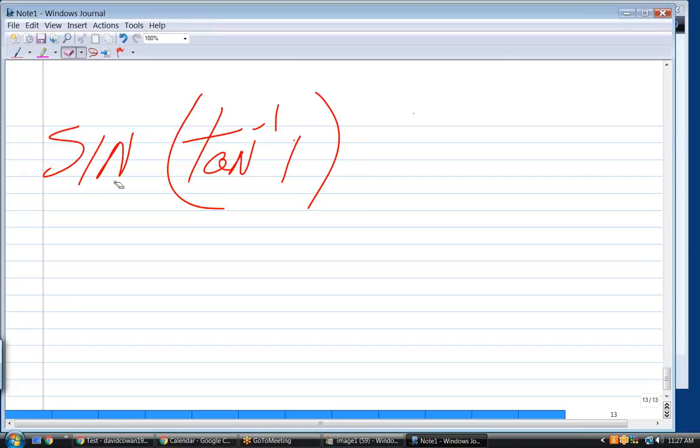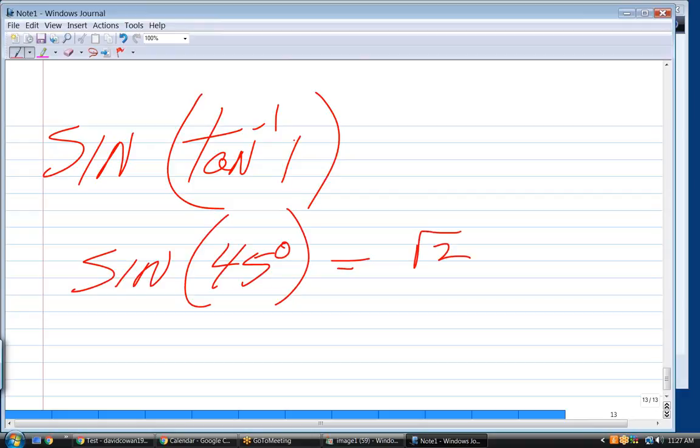if you see anything, have you seen anything that looks like this? Notice that that is an angle, right? So there's no x that goes out there. In other words, that's theta. So this really is the sine of theta. So you'd want to work from the inside out on this. What's the inverse tangent of 1? It's 45 degrees. So this problem becomes this. And that's square root of 2 over 2.